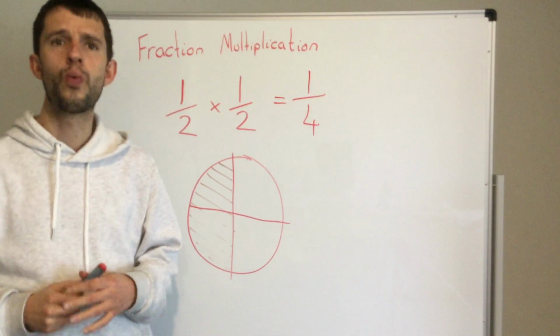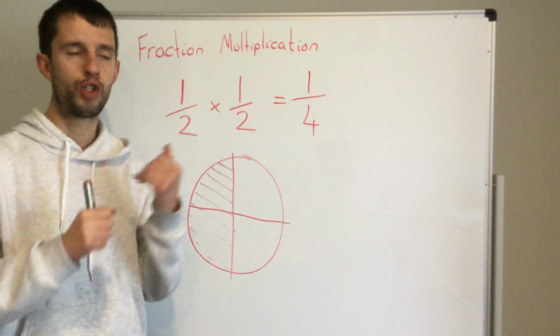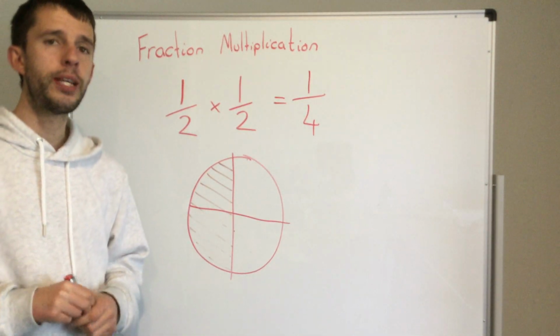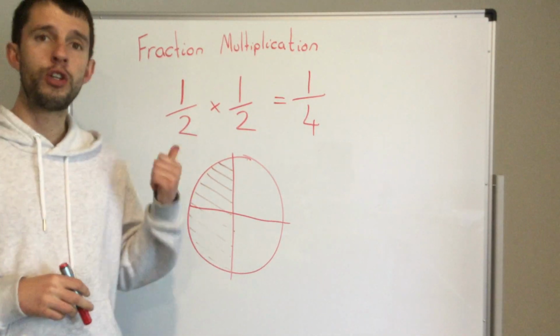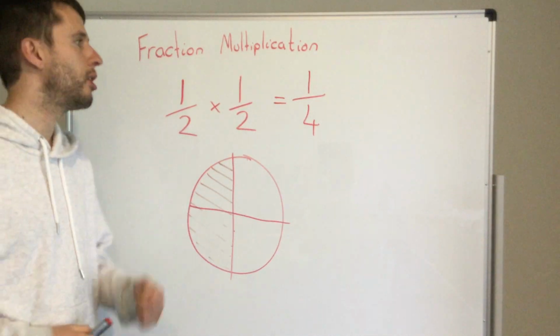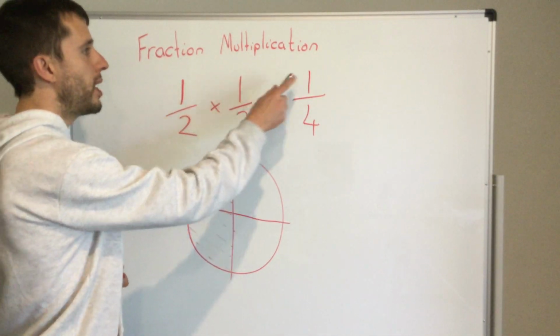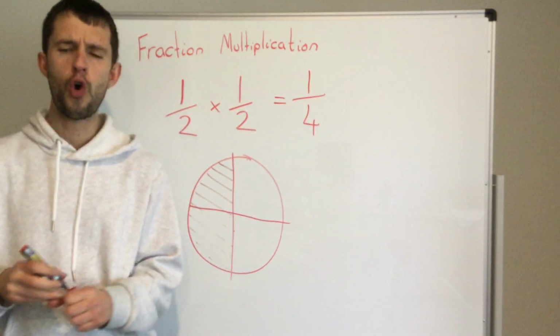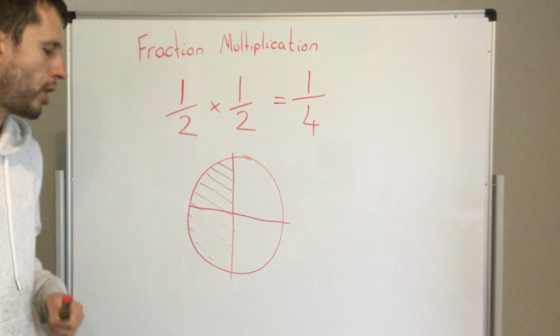Let's double check that with the process now. I've shown you how to do it. Let's check the process. The process is simple. We multiply the numerators and we multiply the denominators. So 1 times 1 equals 1. 2 times 2 equals 4. Awesome.